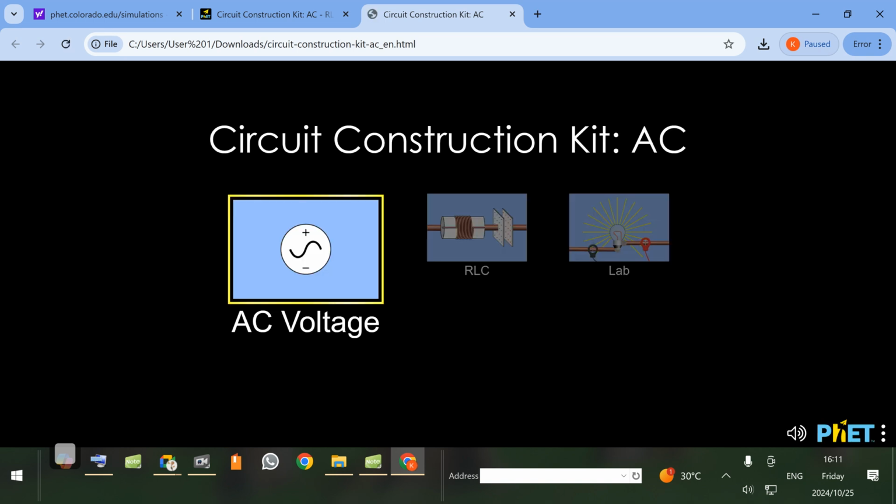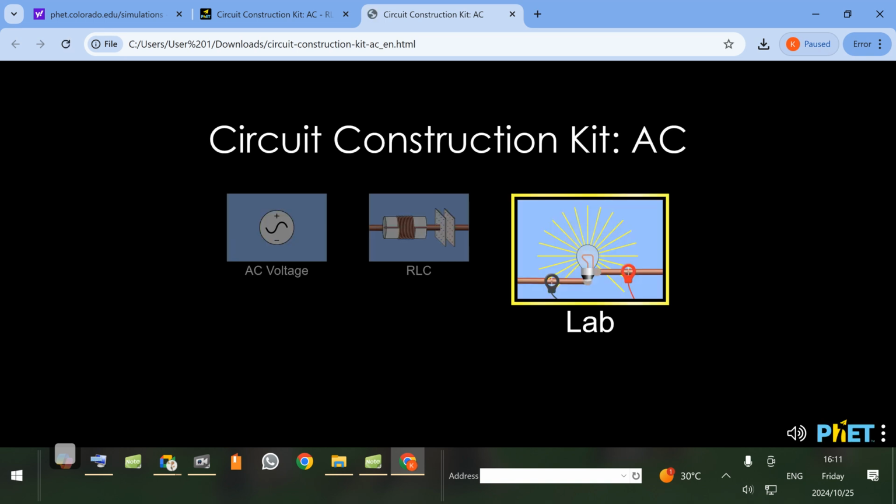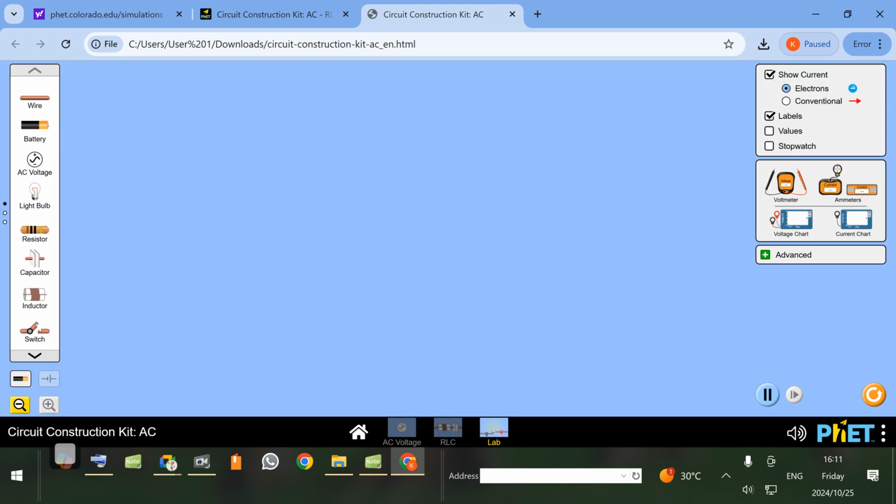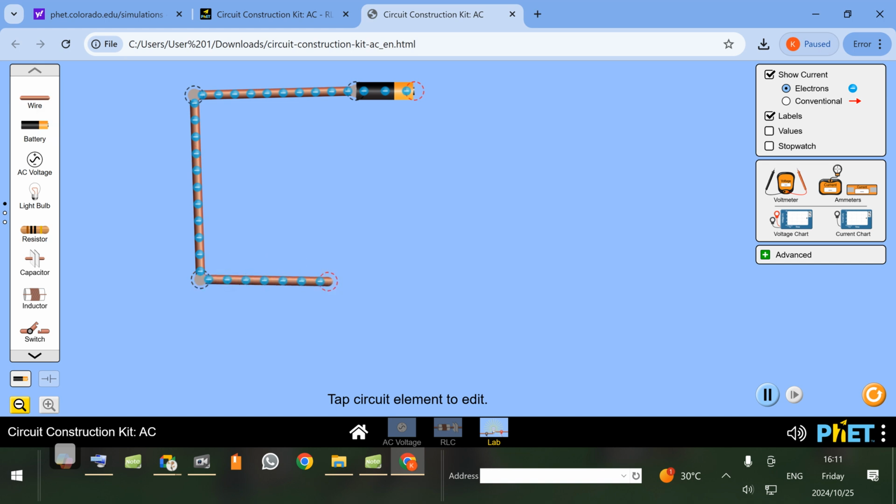We have it now. I go to the lab. Just a very simple one. All right, there we go. So we have our battery there. Just going to get a wire. All right. We have that. I'm going to put a light bulb there. Got a wire there. And I'm going to get another wire here.